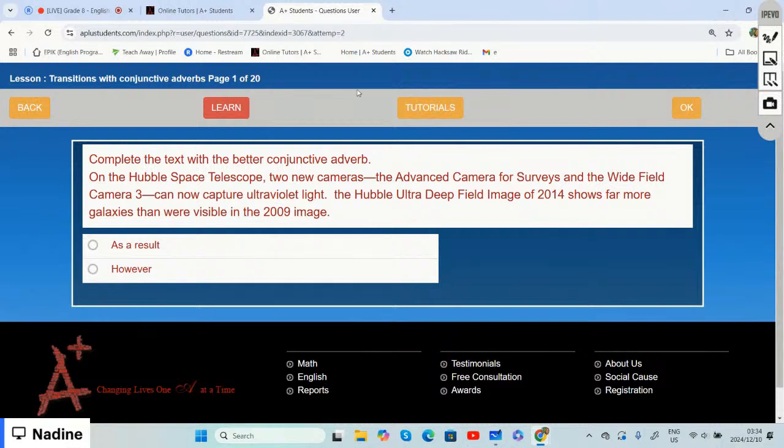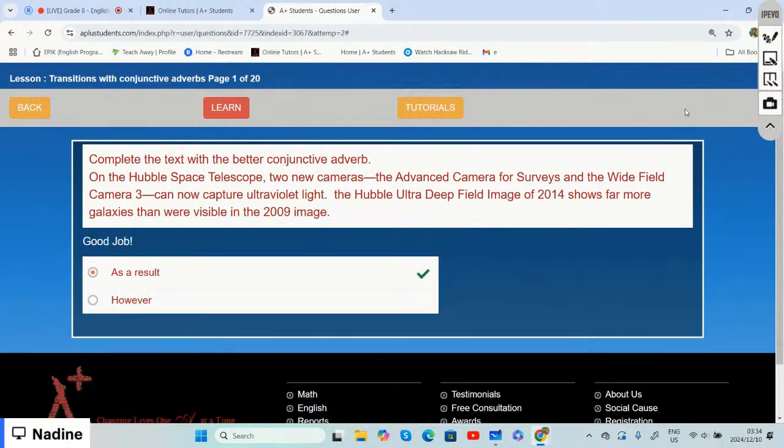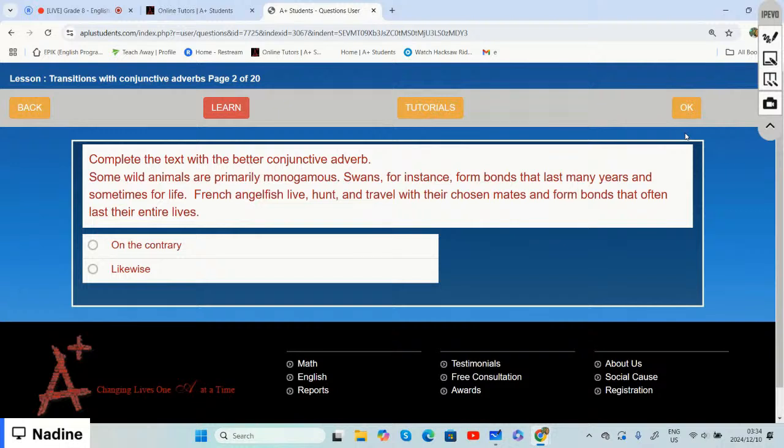then we can say as a result, the Hubble Ultra Deep Field image of 2014 shows far more galaxies than were visible in 2009 image. Let's see. And yes, as a result is correct. All right, and as a result is correct.